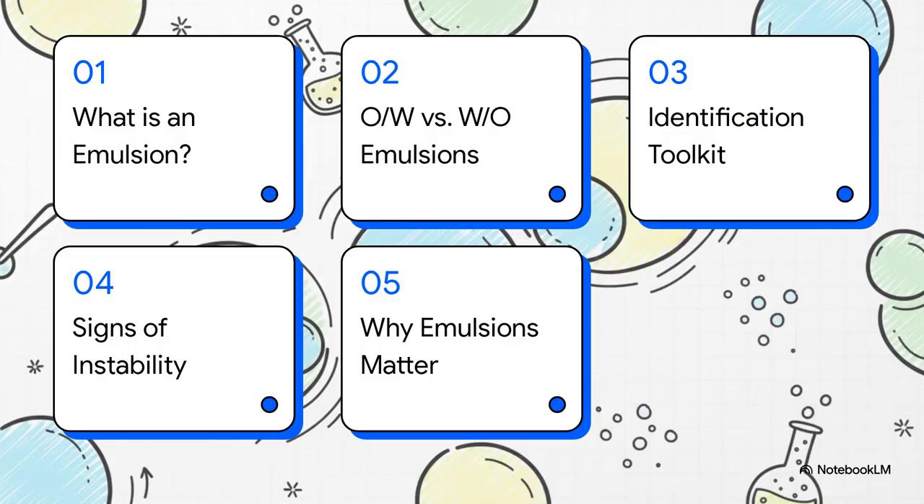So here's our game plan. We're going to start with the absolute basics. What even is an emulsion? Then we'll get into the two main types. After that, we'll open up the pharmacist toolkit and see how to tell them apart. Then we'll look at all the ways they can fail, and trust me, they can. And finally, we'll tie it all together and talk about why this is so critical for your career.